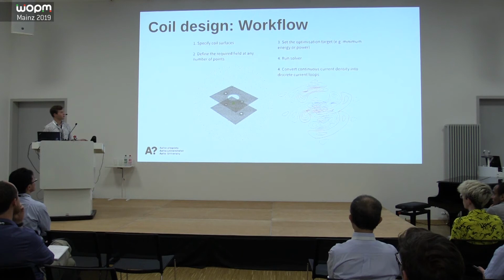And just a small point, so we have minimum field energy, but still have this stray field criterion here. So that means that we might allow more total field, but we concentrate it between these two coil surfaces.